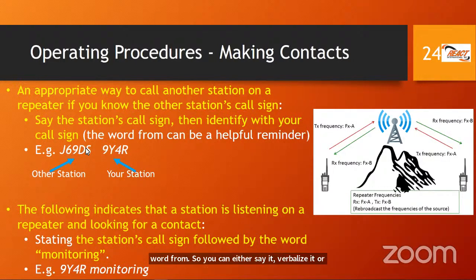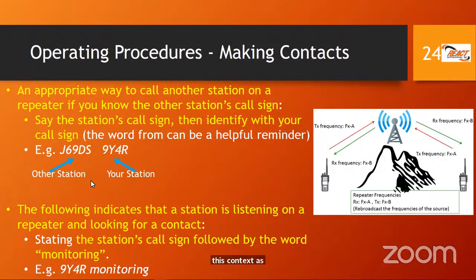Another way is Juliet 69 Delta Sierra from 9 Yankee 4 Romeo. So you don't have to say the from, but you can think it and you'll get the order right. If you're saying to, that order is not quite correct. It doesn't sound very professional also. So you state the call sign of who you're calling first, and then you state your call sign, right? So that's why the word from can be helpful in this context as an aide-mémoire.